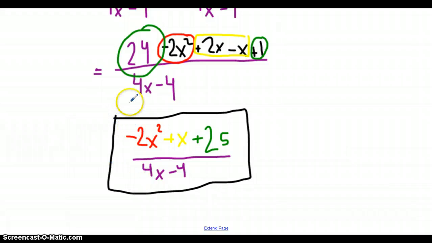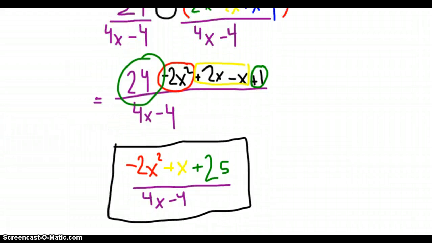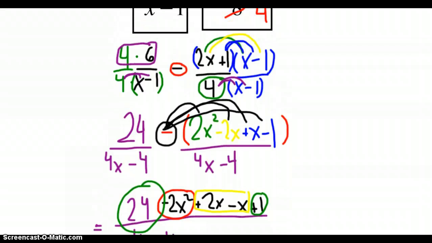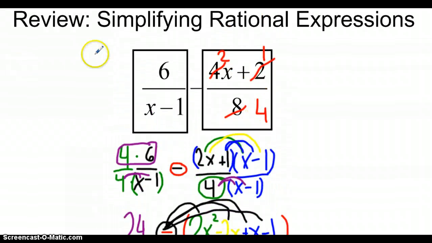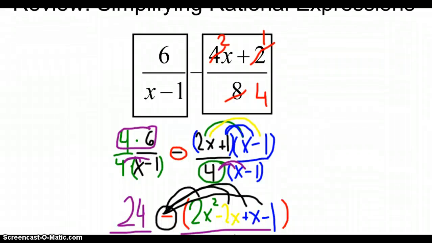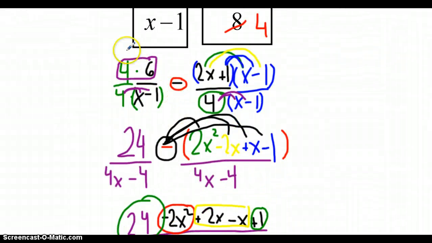So you have successfully subtracted two rational expressions. So we went from 6 over x minus 1 minus 4x plus 2 over 8. To recap, we simplified a 2 out of our second fraction. We then created a common denominator by multiplying the left fraction by the right denominator and the right fraction by the left denominator.